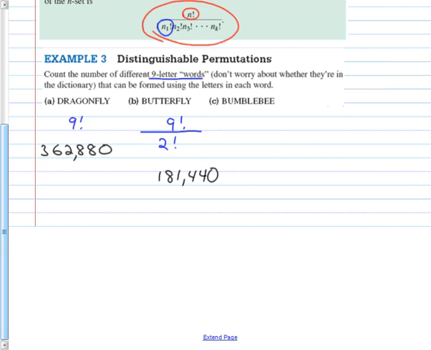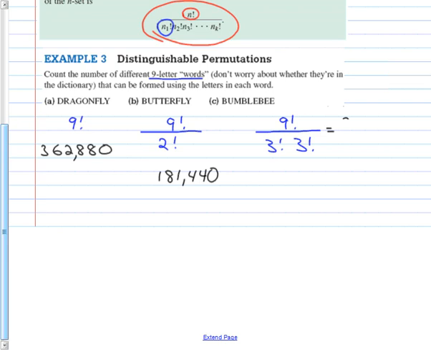Okay. Half as many ways. Then we get over to bumblebee. There are still 9 letters, so originally 9 factorial. What's the first letter that repeats? B. How many times? So I have to divide out 3 factorial. What's the next letter that repeats? E, 3 times. Now, I'm going to do a little simplification of this before we go to a calculator.